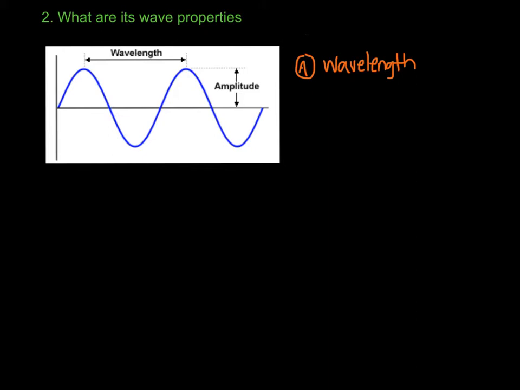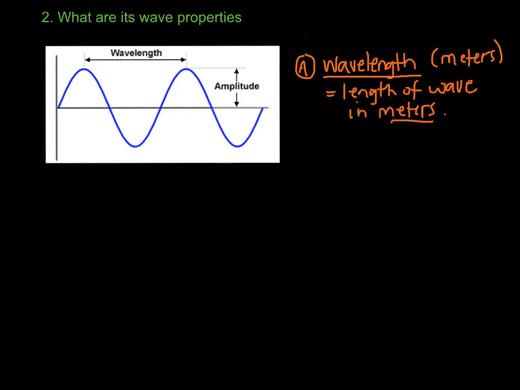All waves, including light waves, have a few properties we need to define. So the first property of a wave is called wavelength. And wavelength is measured in meters, and it is exactly what it says it is. It's the length of the wave. Wavelength has a symbol. The symbol for wavelength is this symbol right here. That's called a Greek lambda. And so whenever you see a Greek lambda, so this symbol right here, we are talking about wavelength.